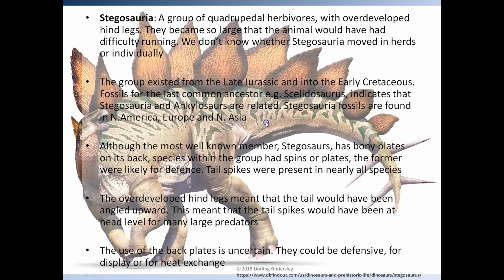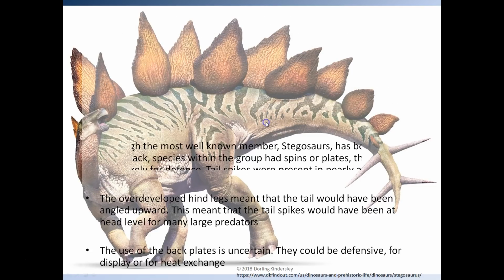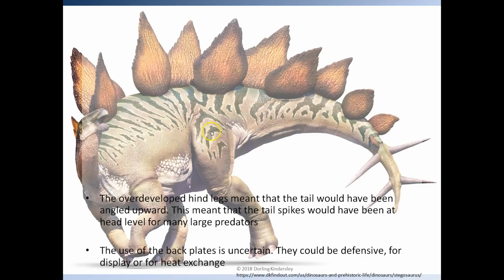Now, the interesting thing is, when it comes to the stegosaurs, I'm actually going to take away a couple of these paragraphs here. You can see the hind legs are very, very overdeveloped. And so what this means is essentially the tail end of the stegosaurus is pushed up, so it sits a lot higher than the front limbs.